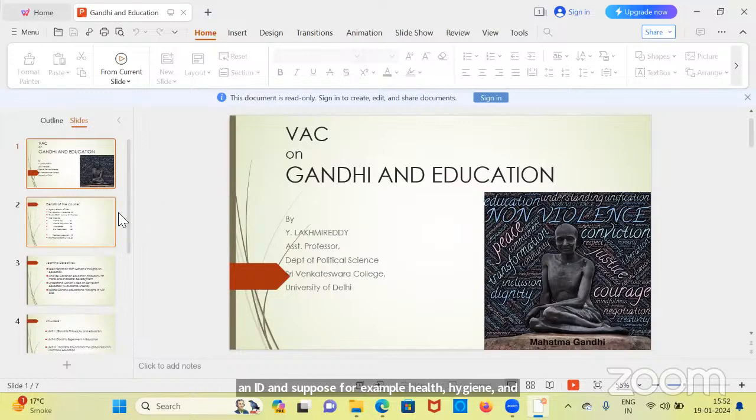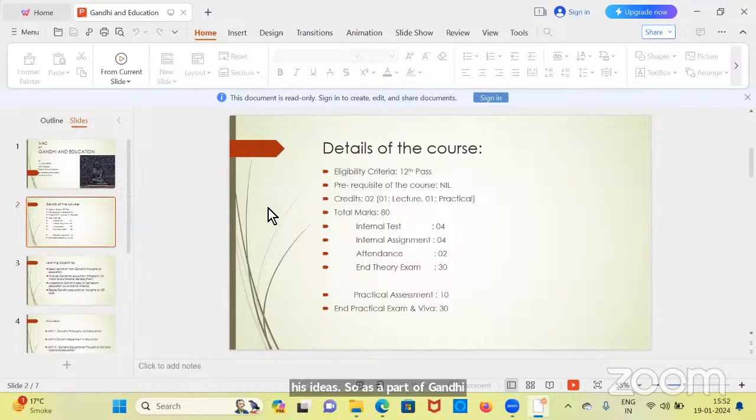As a part of the Gandhi and education course, the details are as follows. There is no eligibility, just 12th pass is fine, and the allotted credits are two. One is for lecture and one is for practical. Total marks allotted is 80. Out of 80, 40 are for lecture, which is described as internal test, assignment, attendance, and end theory exam is 30 marks.